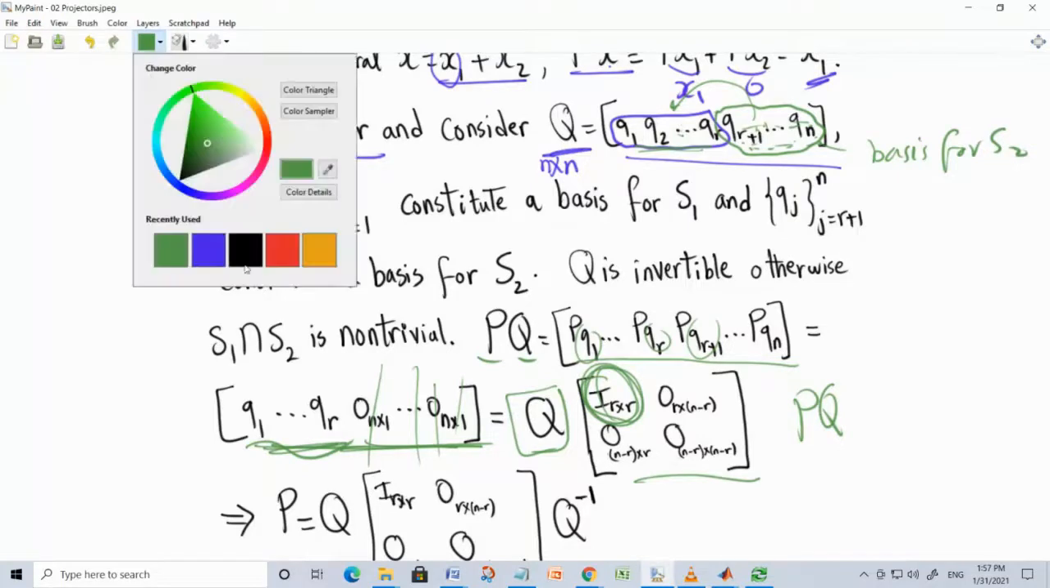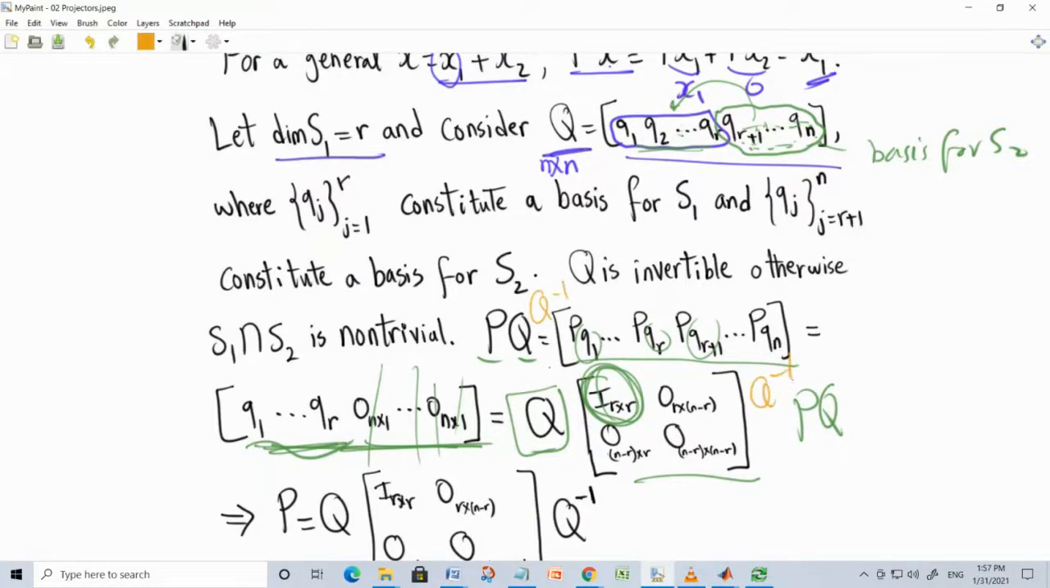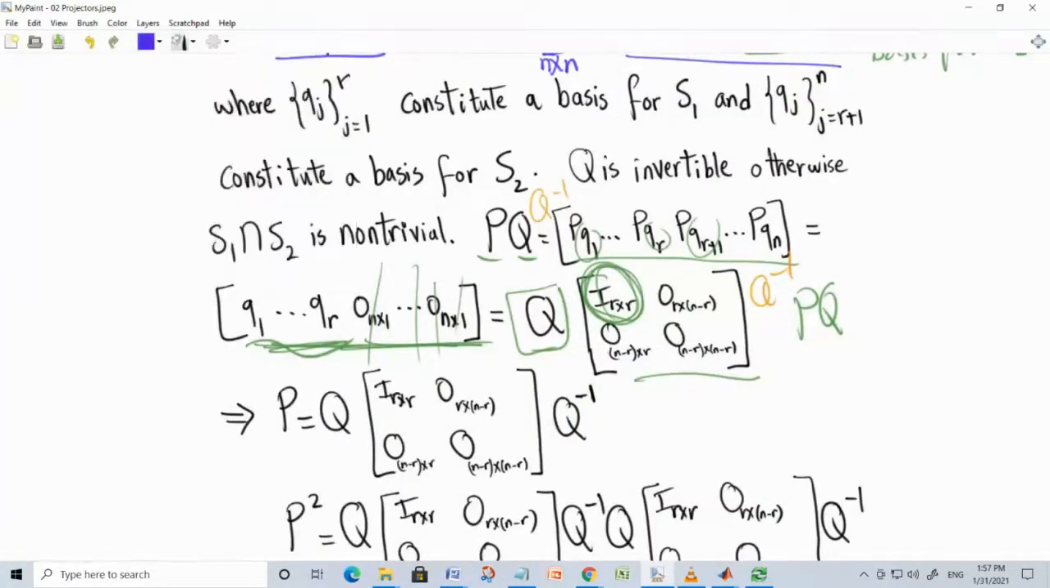Because Q is invertible, you can multiply both sides by Q inverse from the right, and so now P is equal to Q multiplied by this matrix multiplied by Q to the minus 1. You can now make a big conclusion. What does it mean that you can take a matrix and write it as an invertible matrix, a diagonal matrix, and then the inverse of the invertible matrix? It's eigendecomposition. That's exactly eigendecomposition. So it means that matrix P is diagonalizable. Its eigenvectors are here, and its eigenvalues are living in this matrix. There are R eigenvalues that are equal to 1, and n minus R eigenvalues that are equal to 0.